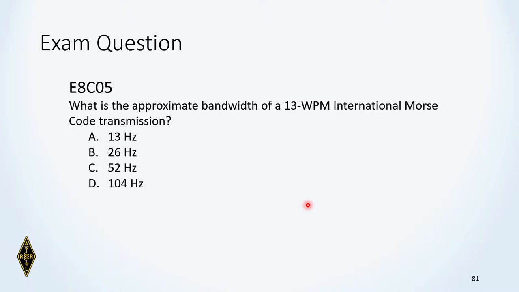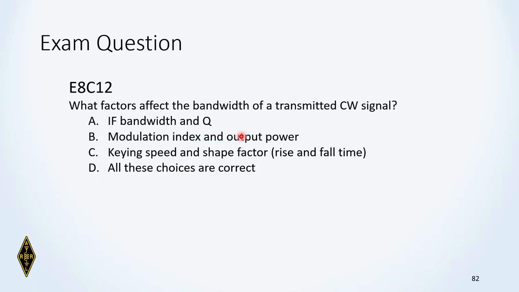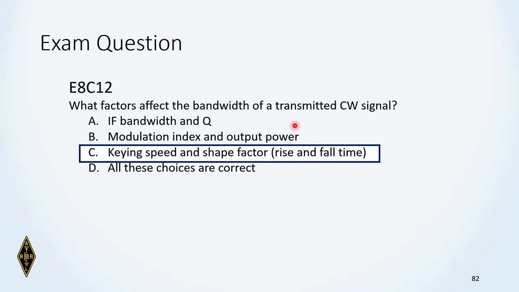All right, and this is our final set of questions. What is the approximate bandwidth of a 13 word per minute international Morse code transmission? Right, it's 4 times 13. Correct. What factors affect the bandwidth of a transmitted CW signal? Remember, there were two. Charlie. Keying speed and shape factor, rise and fall times.